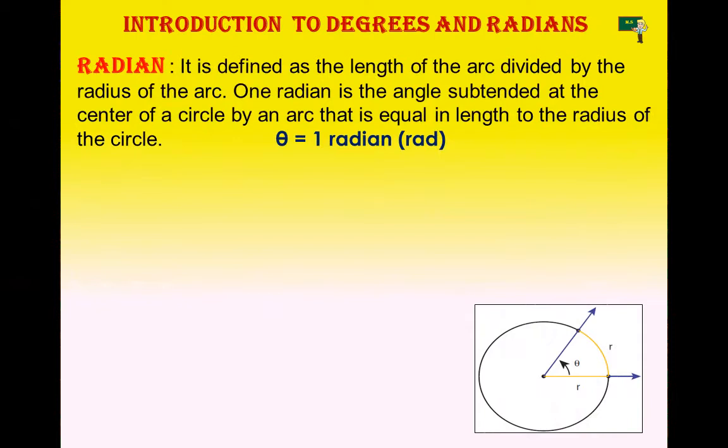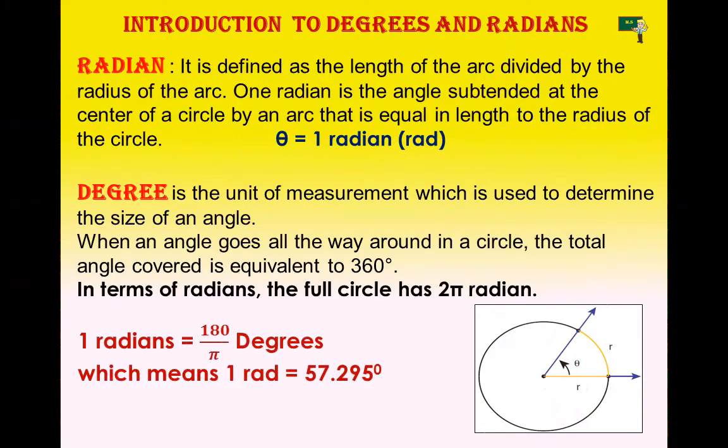Now let me introduce what we mean by the radian. Radian is defined as the length of the arc divided by the radius of the arc. 1 radian is the angle subtended at the center of the circle by an arc that is equal in length to the radius of the circle. So this theta is equal to 1 radian.